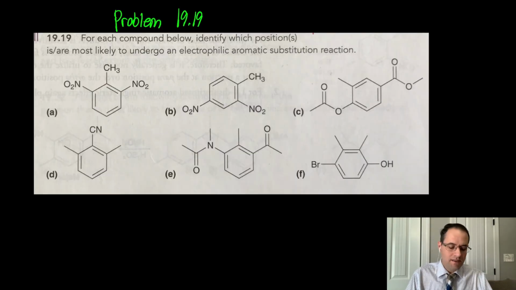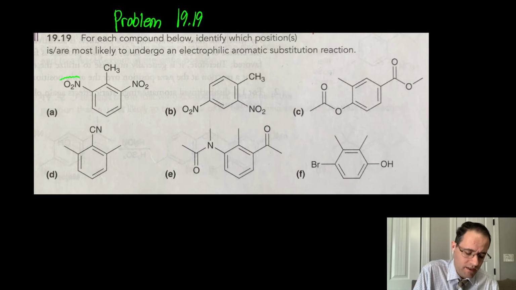Best way to do that is to look at problem 1919. So in problem 1919, we're not really told what electrophilic aromatic substitution reaction they're doing, but we have these aromatic molecules that have 3 different substituents, okay? So we're going to use those 2 rules that we've talked about to determine what happens, okay? So we'll use colored pens here to identify what's going on here, okay?